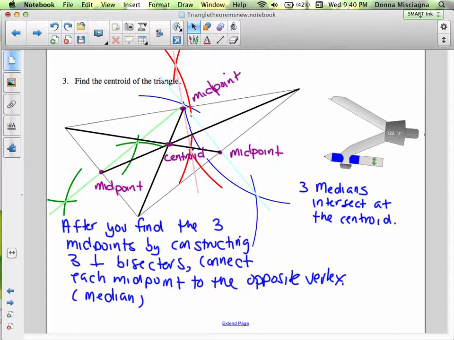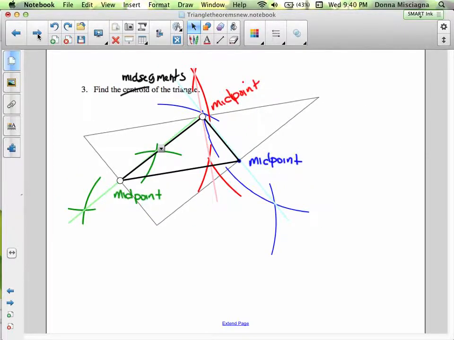You actually use the same construction to find the mid-segment triangle, the mid-segments. All you have to do is just connect the midpoints a different way. So I'll show you that. It's already constructed, I'm just going to show you how to connect in a different way. So this is to construct the medians and find the centroid. Same steps except for the very last one. This is to connect and find the mid-segments of the triangle.